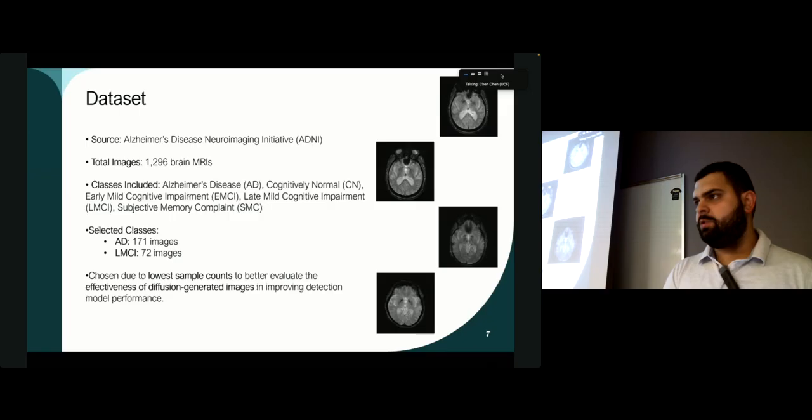So for the data set I used, it's a data set from the Alzheimer's Disease Neuroimaging Initiative. At the beginning, this data set has around 1,200 images from all these classes over here. But I chose to use only the Alzheimer's disease class and the mild cognitive impairment class, because these were the ones that had fewer images. So I used these classes to train the diffusion models.